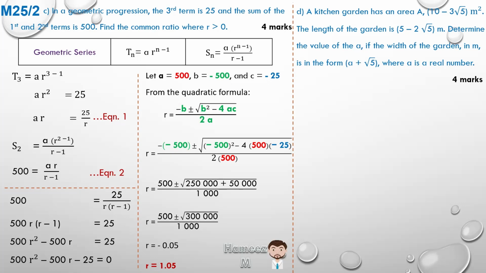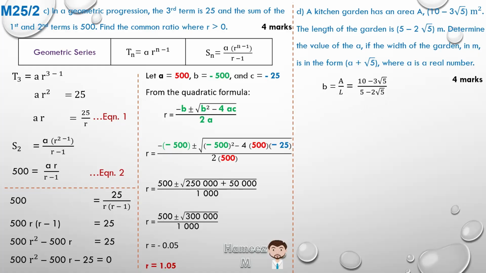If we consider this to be a rectangular garden, because you're looking at length and width, then area is length times breadth, or length times width. What are we trying to find here? We're trying to find the width, or the breadth. So the breadth is area divided by length, which came from the formula area is length times breadth. We have the area, 10 minus 3 root 5, and now we know the length as well, 5 minus 2 root 5. So if we divide those, we're going to get the breadth.